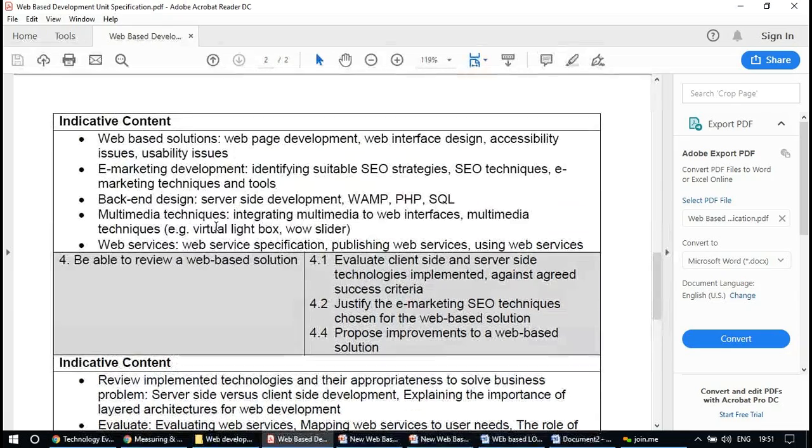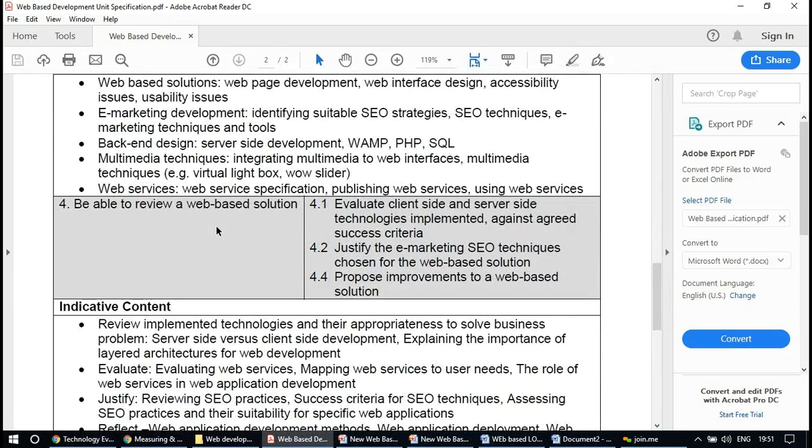That's right. So review is one thing that evaluates the client server and the server side technology implemented against agreed success criteria. I believe that we discussed earlier a lot about the evaluation. So evaluation is basically assessing whether and how well the solution is working.